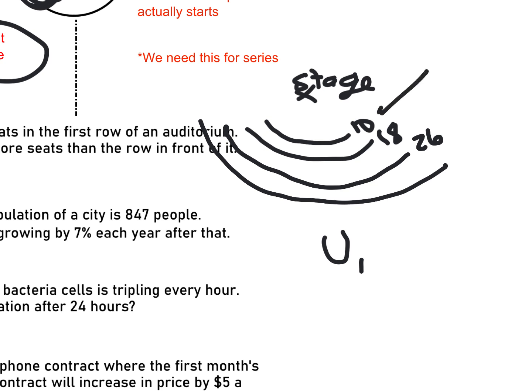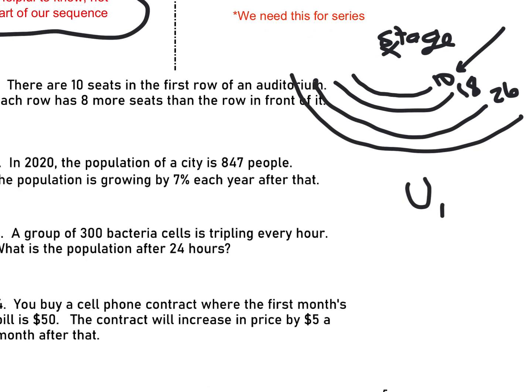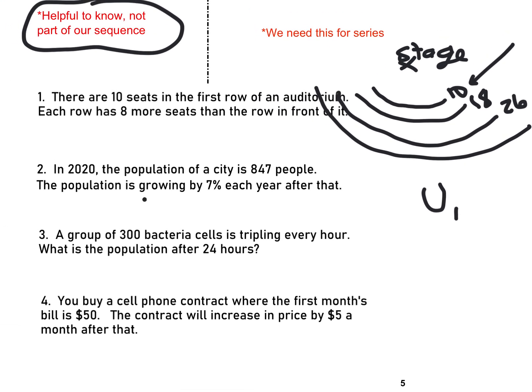Because this was the first row. Was there anything between 0 and 1 row? No, there was a first row. But if there's time involved, that's a good time to use u sub 0.